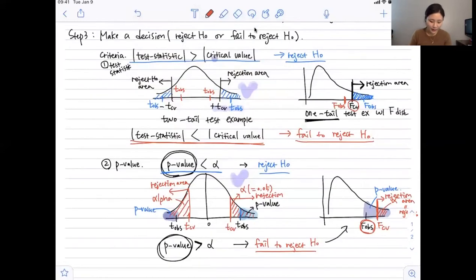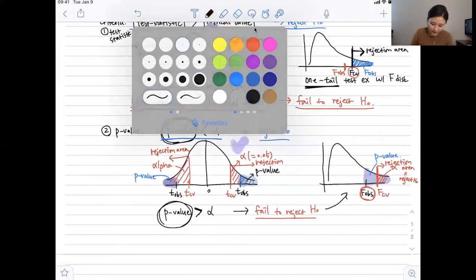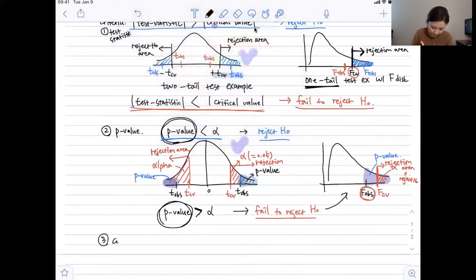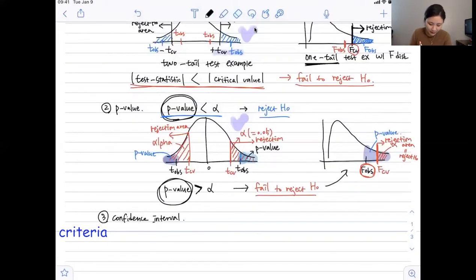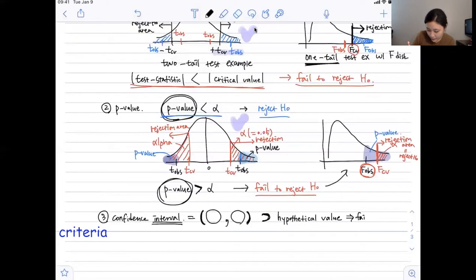I have one more criterion, which is the confidence interval. Whenever you learn the t statistic or F statistic, you have a formula for how to calculate the confidence interval. As you might guess from the name, a confidence interval has a lower bound and an upper bound. If these two numbers contain the hypothetical value, I fail to reject the null hypothesis.